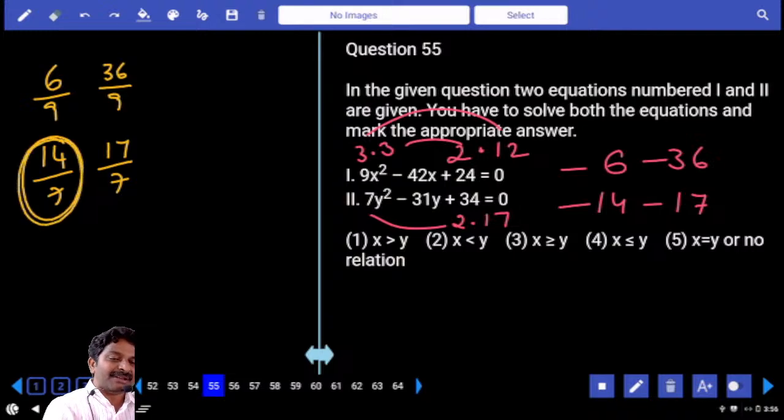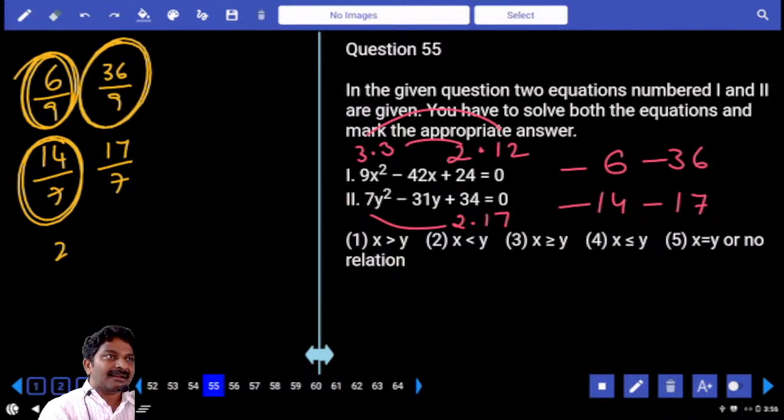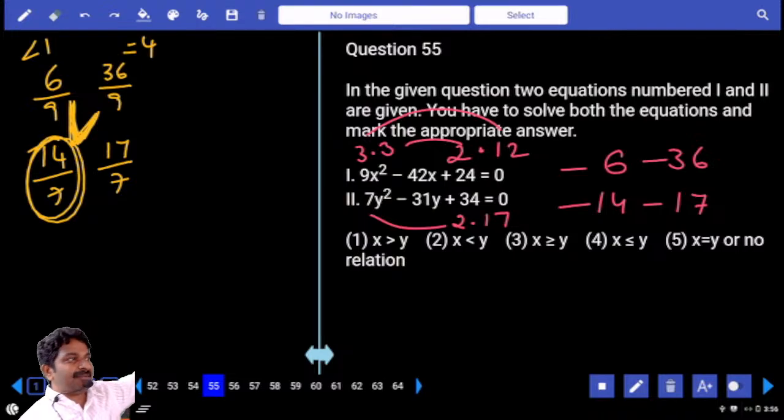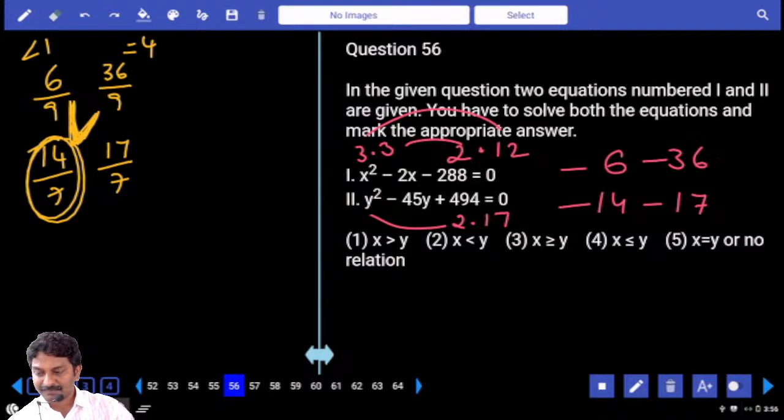How much is the 14 by 7 value? This is less than 1 and this is 4, right? That means we can say this lies in between these two numbers. This is less than 1, this is equal to 4 and this is 2. 2 lies in between those two numbers. Answer: no relation.